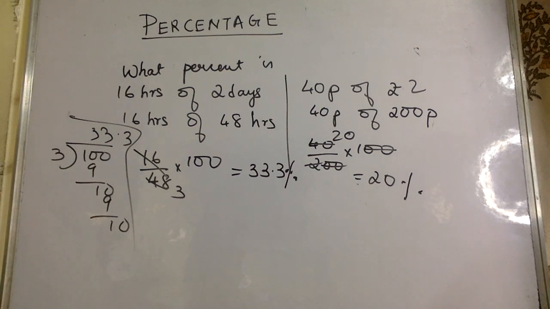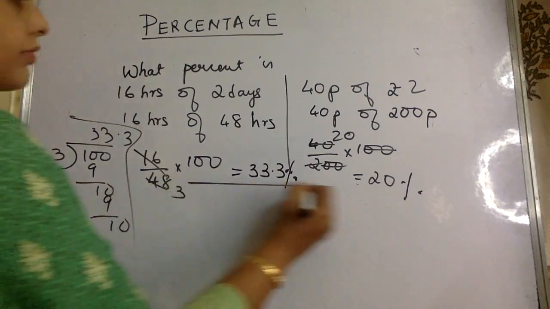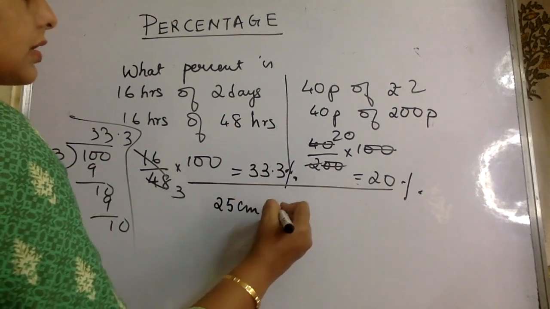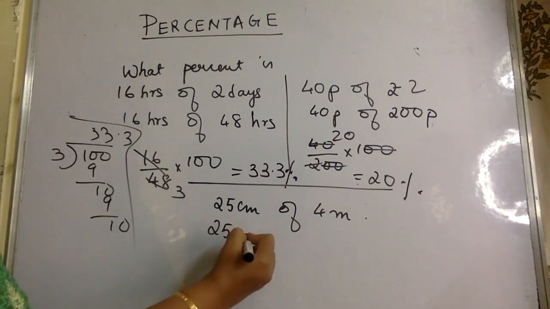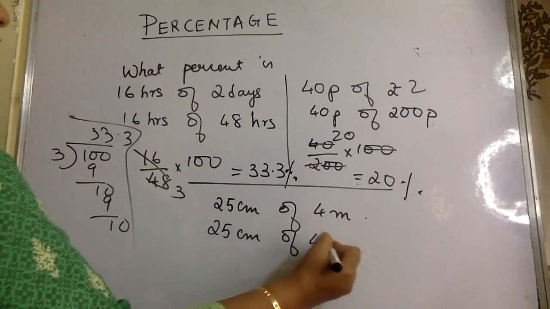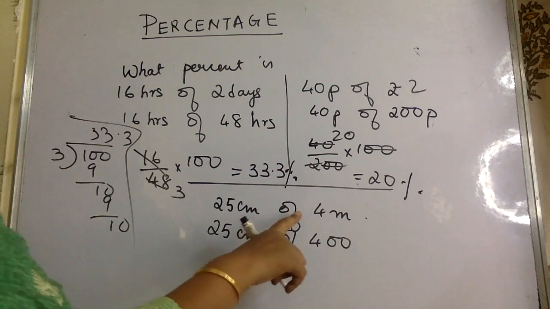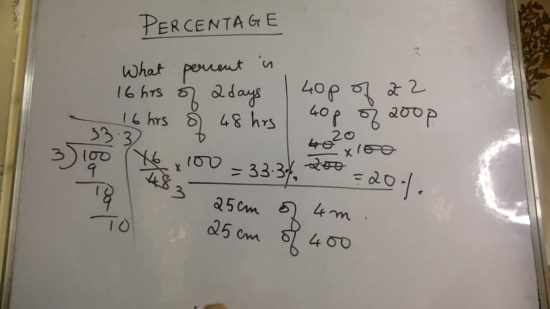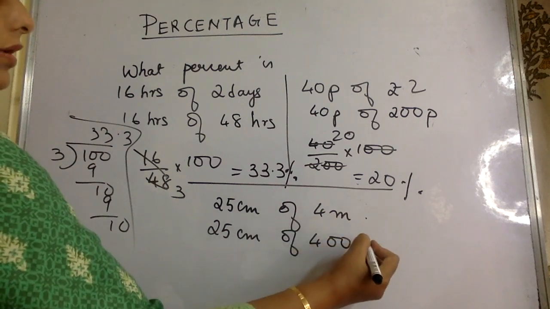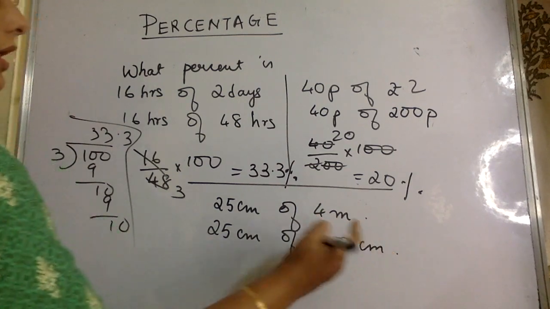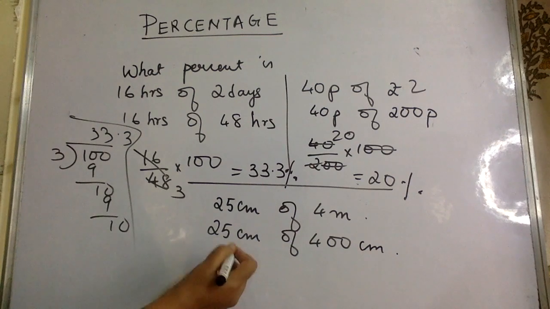Let me take up another question, a very similar one. 25 centimeters of 4 meters. See, the question is 25 centimeters of 4 meters. What is the percentage? So 25 centimeters of 400 centimeters. 4 meters means 400 centimeters. Again I converted the big to the small unit.